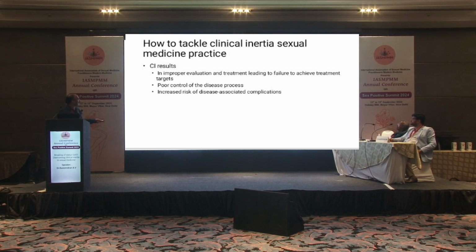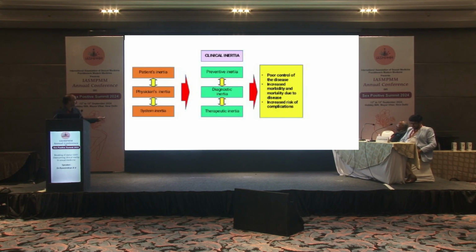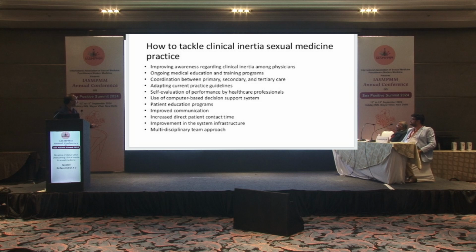So how to tackle clinical inertia? Clinical inertia results in improper evaluation and treatment of patients, leading to failure to achieve treatment targets, poor control of the disease process, and increased risk of disease-associated complications. So patient inertia, physician inertia, and system inertia contribute to clinical inertia, and it leads to poor control of the disease, increased morbidity and mortality, and increased risk of complications. So how to tackle this?